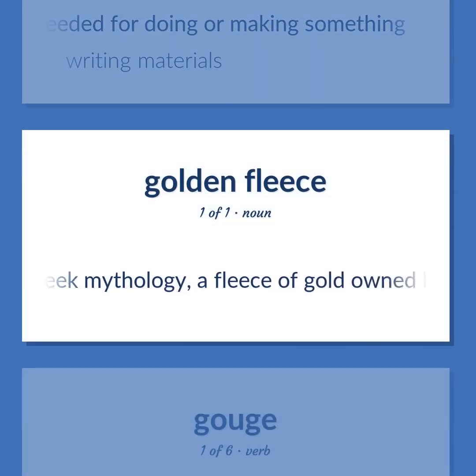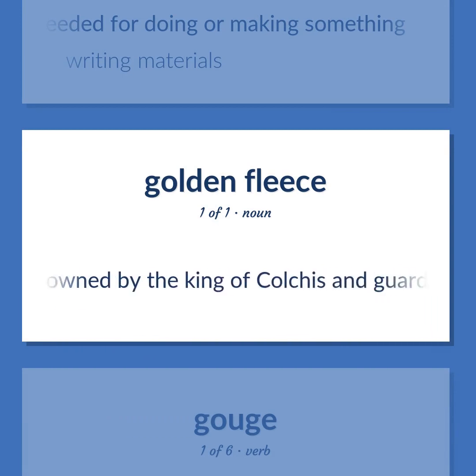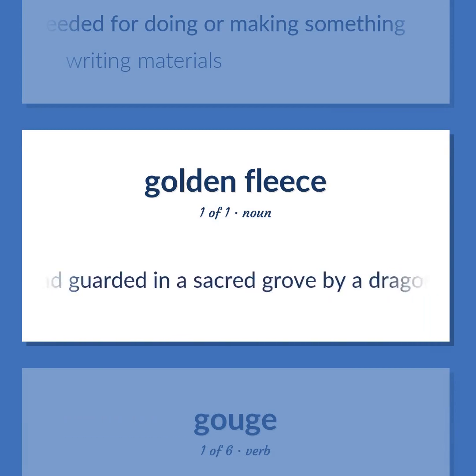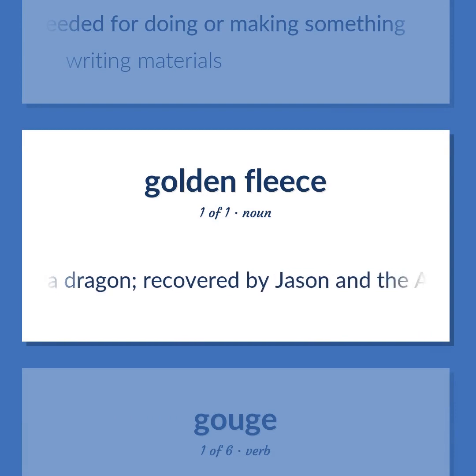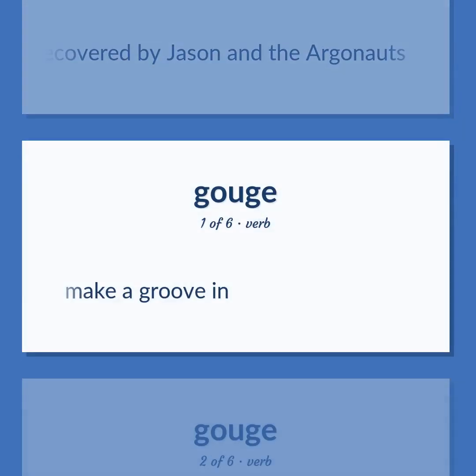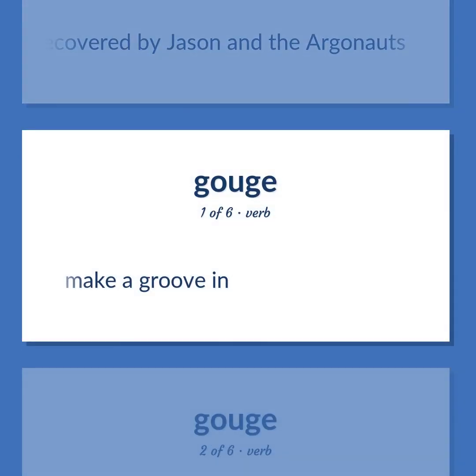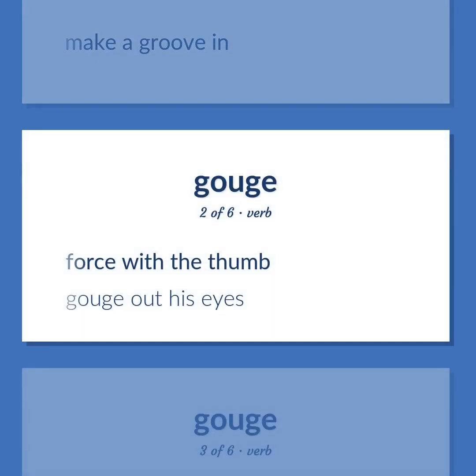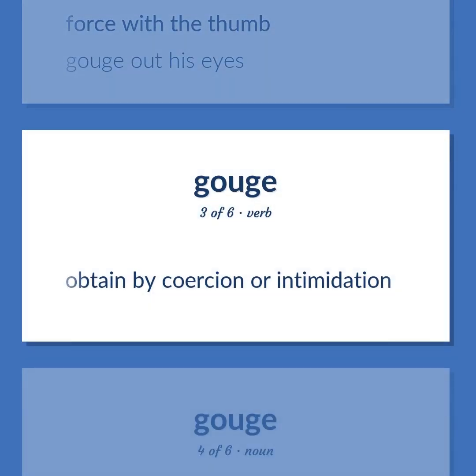In Greek mythology, a fleece of gold owned by the king of Colchis and guarded in a sacred grove by a dragon, recovered by Jason and the Argonauts. Make a groove in. Force with the thumb. Gouge out his eyes. Obtain by coercion or intimidation.